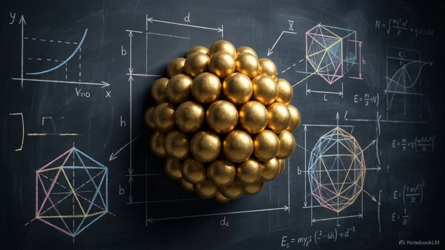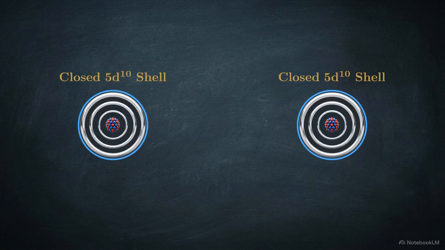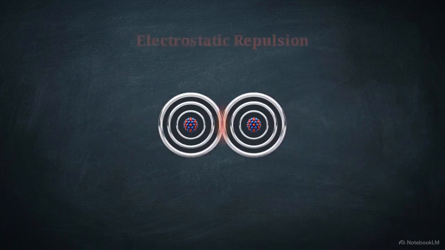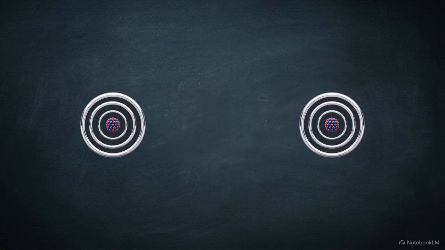lose nearly 80. According to standard electrostatic rules, these closed shells should repel each other, yet gold complexes reliably clump together to form stable structures.